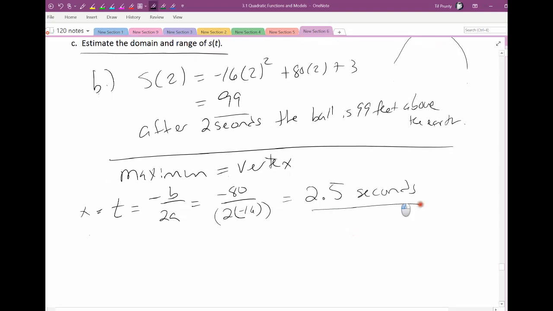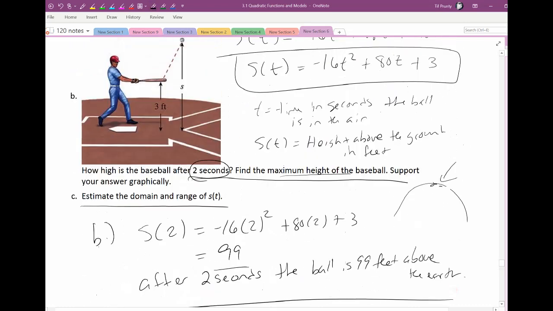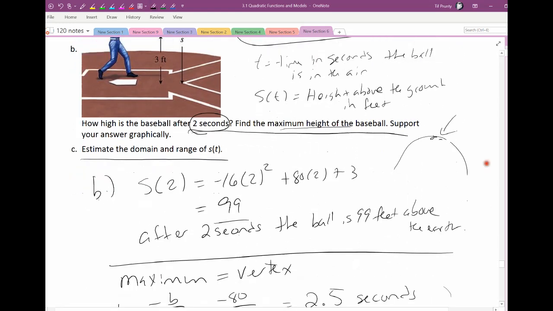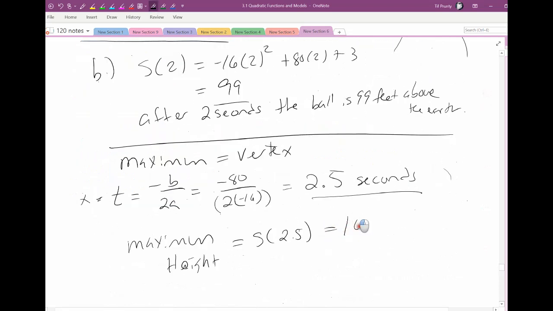And so, this is how long it takes, but the maximum height is actually taking that and plugging it into the equation. So the maximum height the ball achieved is taking my equation and plugging 2.5 in. So I'll go back up here and plug 2.5 in. I take negative 16 times 2.5 squared plus 80 times 2.5 plus 3. And when it's all said and done, it comes out to 103 feet.